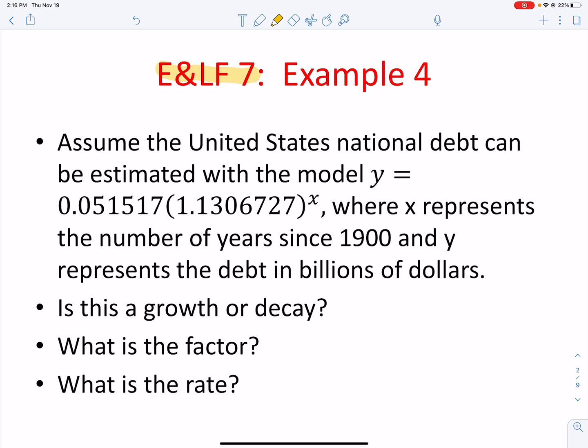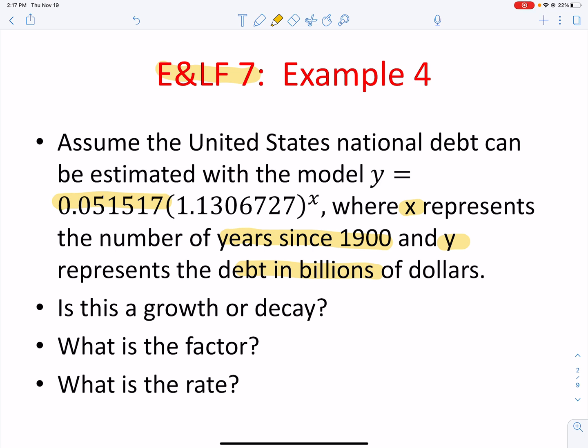It says, assume the United States national debt can be modeled by this formula, where X represents the years since 1900 and Y represents the debt in billions. So we need to make sure we understand that this is not saying that we have a 5-cent debt. That's saying that we have 5 times a billion, so it would be like a $50 million debt in 1900. And so we need to think about that when we're doing our answers.